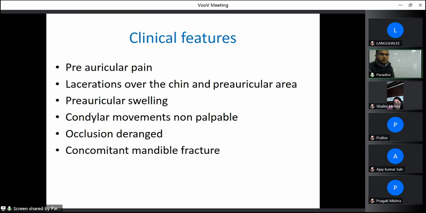Concomitant mandibular fracture may be present in most cases. Most condylar fractures are associated with an anterior mandibular fracture, whether it is symphysis, parasymphysis, body or angle fracture. Rarely will you find an isolated condylar fracture.